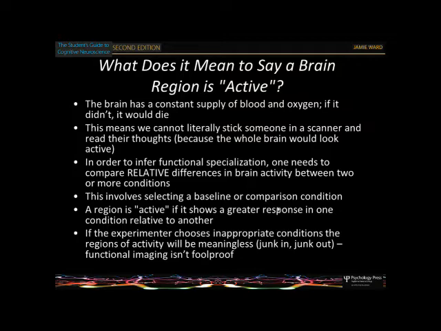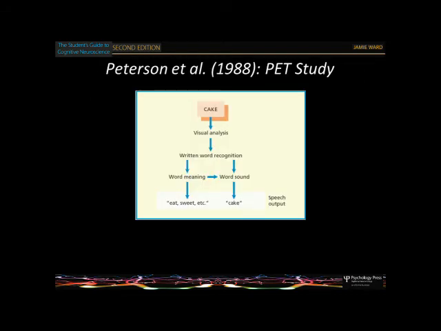So it always involves selecting some kind of baseline or some kind of comparison condition. And really, it's only active if it's greater with one than the other. So what this means is that whether or not a brain region is meaningfully active depends on how well you choose your baseline, for instance. So if your baseline isn't very well chosen, then how you interpret that activity can be problematic. And I'll give you a concrete example of that.